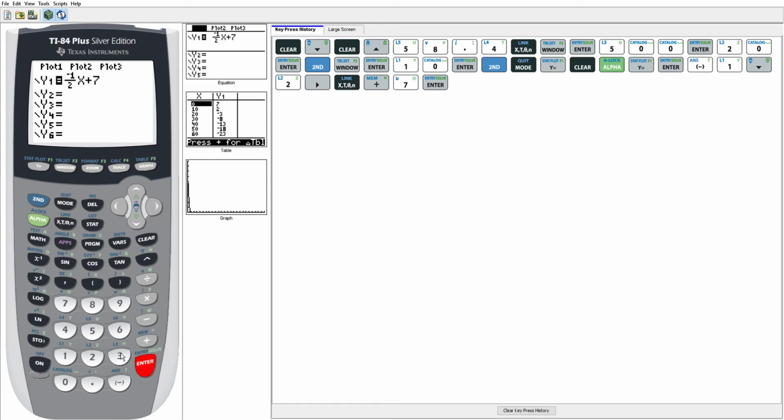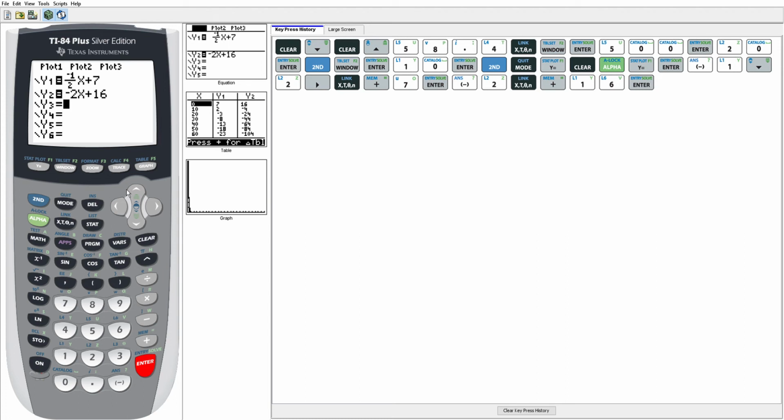My second equation was negative 2x plus 16. Now that I've got the two equations entered, I can create the table like we did in number 5, and I can create the graph like we did in number 6.